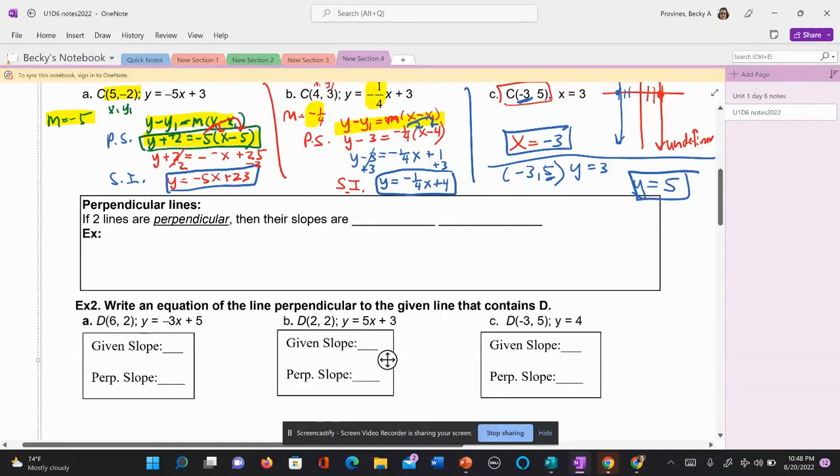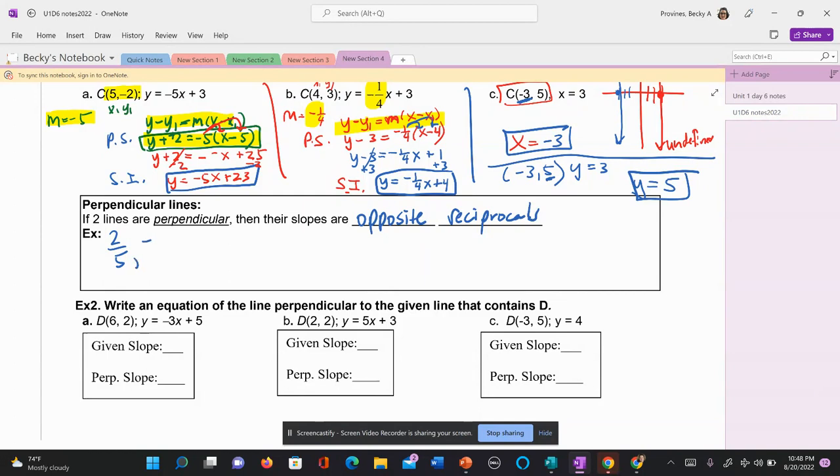So if two lines are perpendicular, their slopes are opposite reciprocals. Opposite reciprocals. Okay, for a quick example, if I have 2/5, the opposite would be negative, and then I would flip it. So those two together are opposite reciprocals. Now, something you need to notice, if I were to multiply these, first of all, negative times a positive is a negative. 2 times 5 is 10. 5 times 2 is 10. And this simplifies to -1. So another key fact about this is they always multiply to -1.